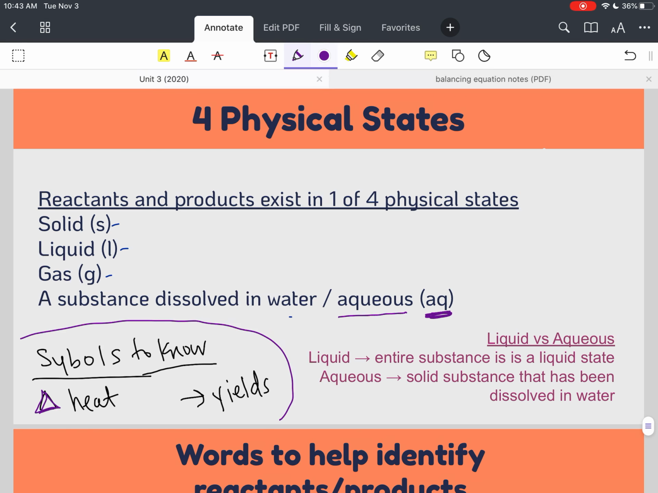Some other symbols, make sure you know this triangle. That just means I'm adding heat to it. And then remember this arrow, that means yield. So like, what is my reaction yielding or producing?